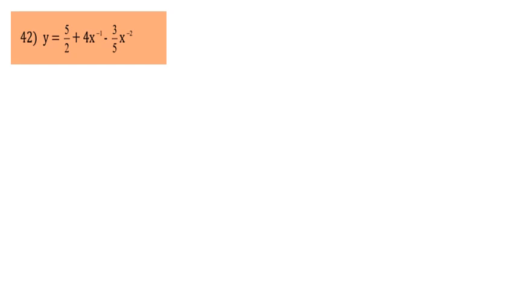So y, I don't need to simplify it, so I need to find dy by dx directly. Since this one is a constant, its derivative is 0. The derivative of any constant is 0. For x to the power negative 1, put down the power, multiply negative 1 by 4, so it's negative 4. Subtract from the power 1, so it's x to the power negative 2. Minus 3 over 5. Put down the power, which is negative 2. Subtract from the power 1, so it's negative 3.